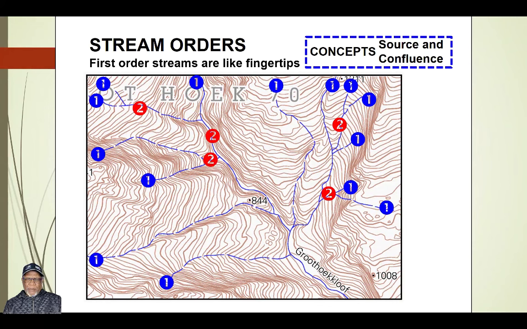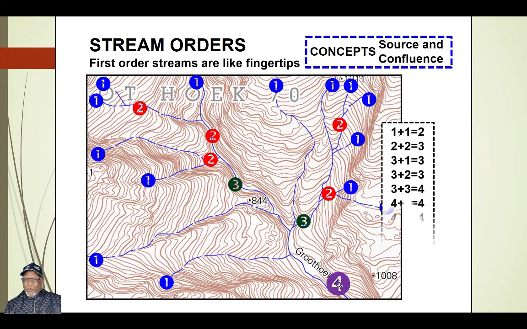They don't change. But when you add 2 and 2, they will give us 3. When you add 2 and 2, stream order moves to 3. But when you add 1 and 1, it is going to give you 2. 2 and 2 will give you 3. 3 and 1 remains at 3. 3 and 2 remains at 3. But 3 and 3 moves to 4.